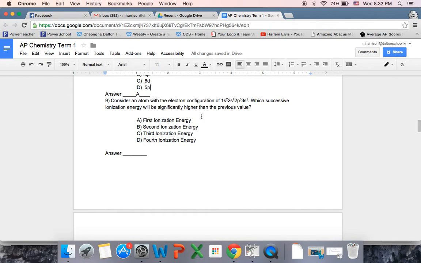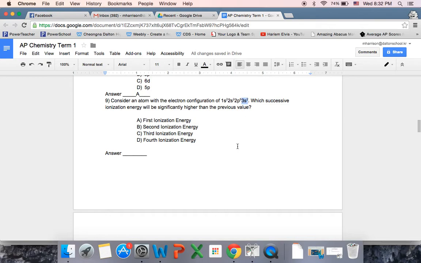Consider an atom with the electron configuration 1s2, 2s2, 2p6, 3s2. Which successive ionization energy will be higher than the previous value? Which ion is this likely to make? Well, it's most likely to lose the two outermost s layer electrons. So these will be the two that will be most easily taken away.